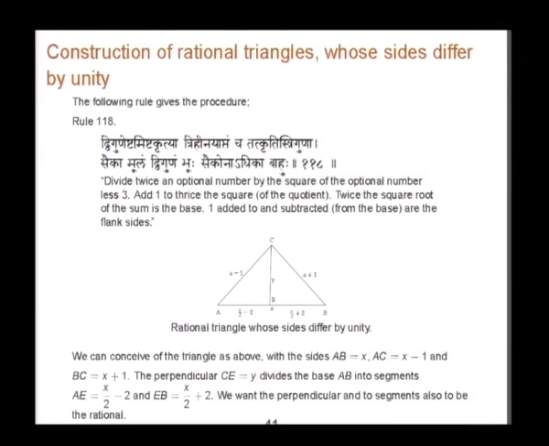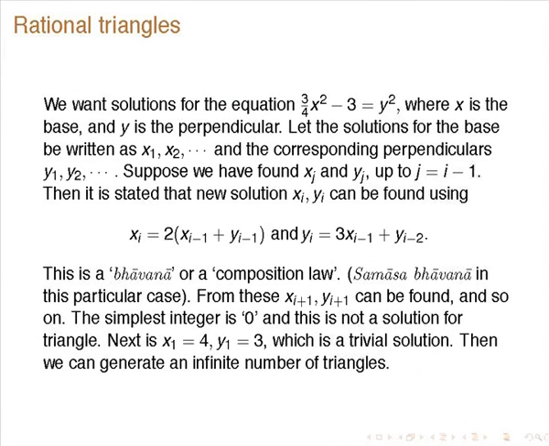So now, he will say that where x is the base, y is the perpendicular. Let the solutions for the base be written as x1, x2, etcetera, and the corresponding perpendiculars y1, y2, etcetera. Suppose we have found xj and yj up to j equal to i minus 1. Then it is stated that the new solution xi, yi can be found using xi equal to 2 into x(i-1) plus y(i-1), and yi equal to 3 into x(i-1) plus y(i-2). Okay. So this is what he has given in the verse.